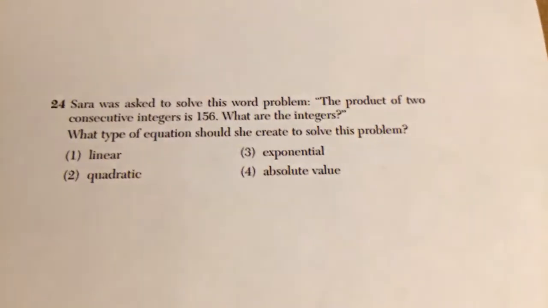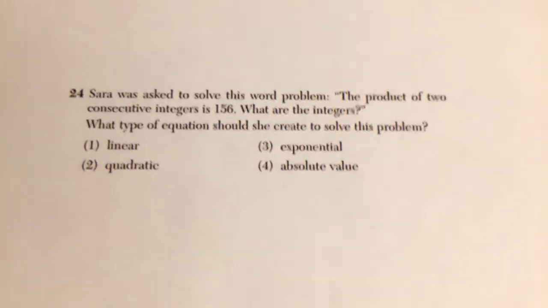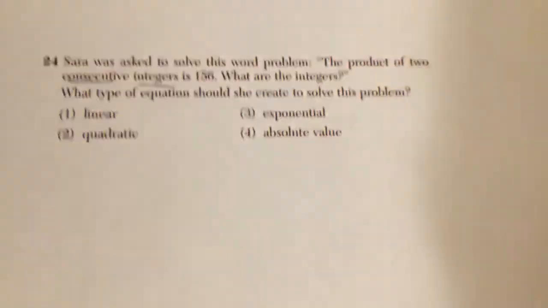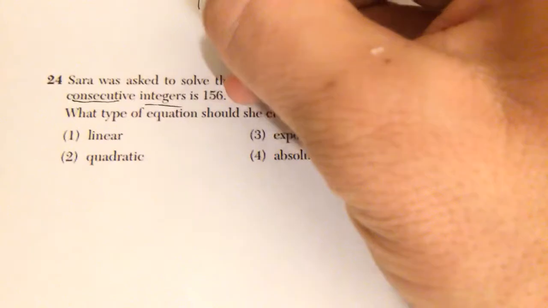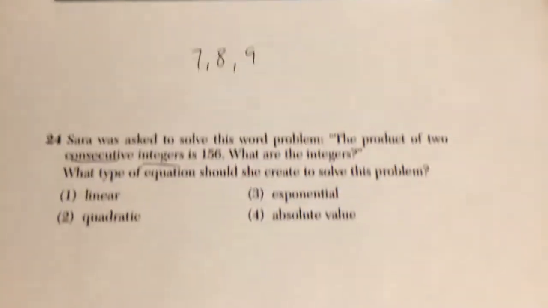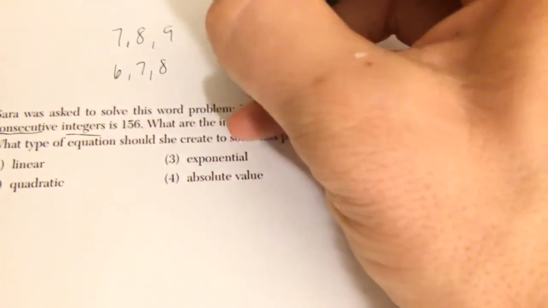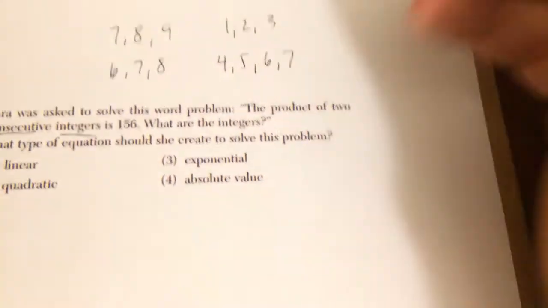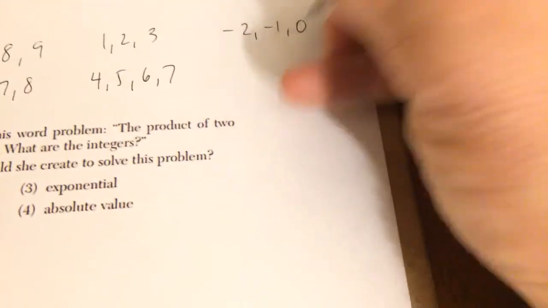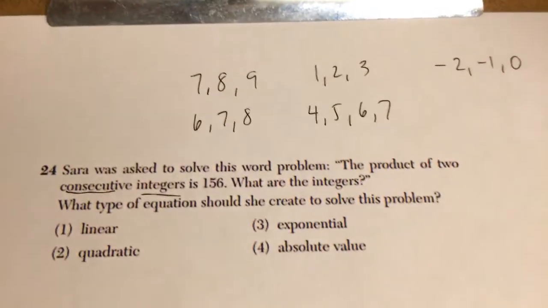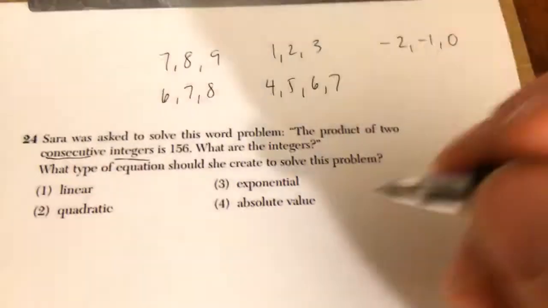This type of question used to be famous on previous test administrations, these consecutive integer problems. Some examples of consecutive integers are like 7, 8, and 9; 6, 7, 8; 1, 2, 3; 4, 5, 6, 7. These are all consecutive integers. They're right in a row. You could also say -2, -1, 0. Those are all consecutive. So they want to know the product of two consecutive integers is 156.